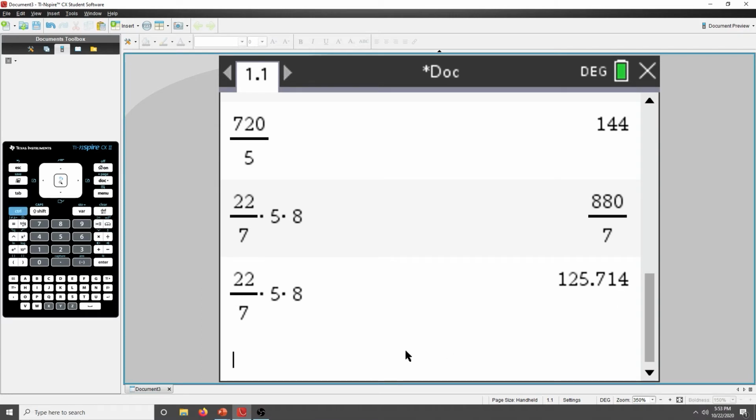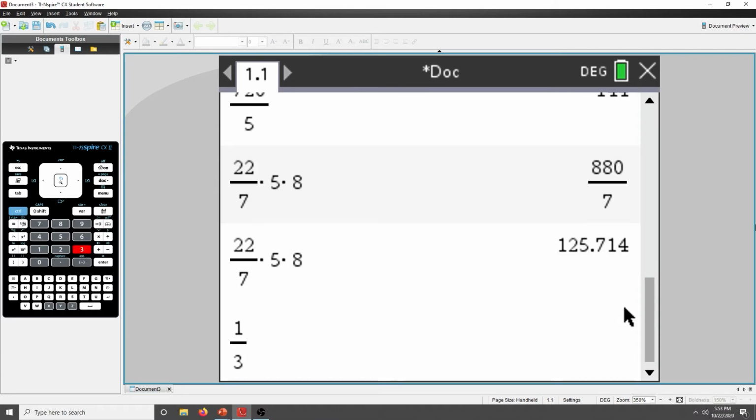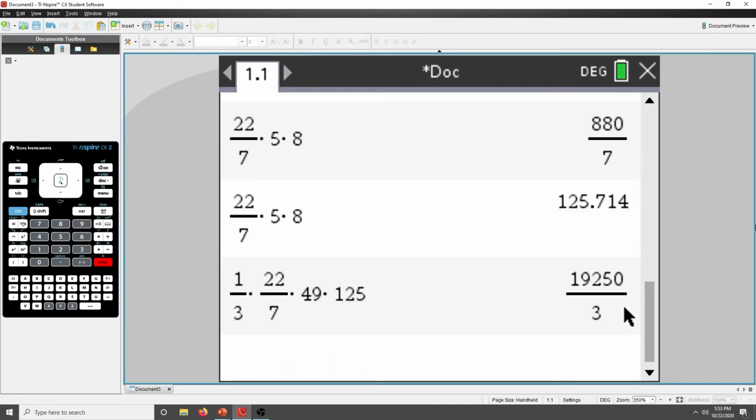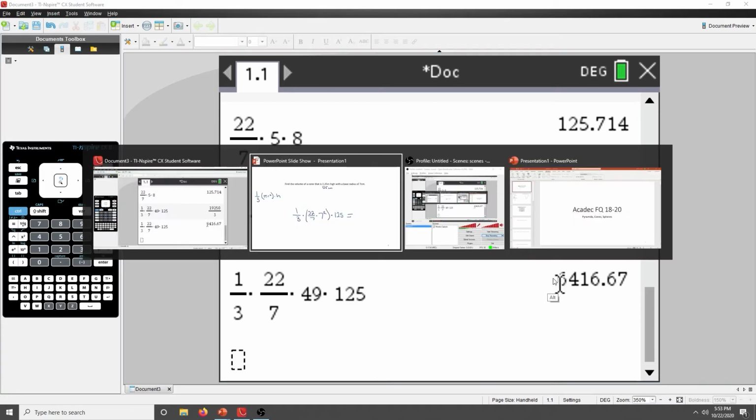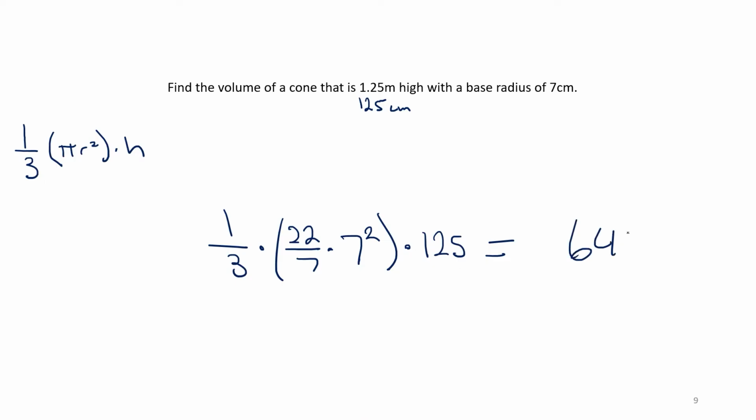Why is it up there? It always does that. 1/3 times 22/7 times 49, which is 7 squared, times our height of 125 centimeters. Oh, control enter. 6416.67. Oh, I don't know why I did a 1. 6,416.67 cubic centimeters.